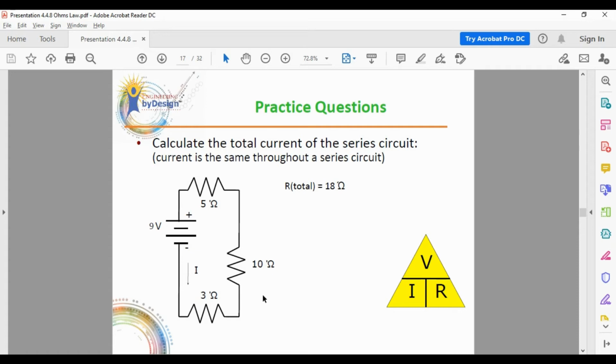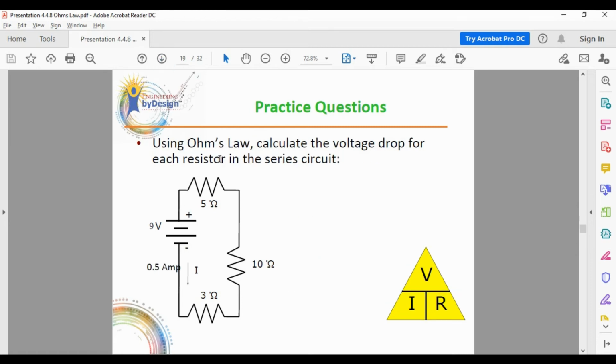Okay, now we want to know what is the current. We know the total ohms. This is more of the challenge problem. You wouldn't necessarily be given this part, and you'd be told to calculate the total current, so you would have to find the total resistance. Once you find that total resistance, you're trying to find current, which is voltage divided by resistance. So you get 9 divided by 18, you get 0.5 amps, or half of an amp.